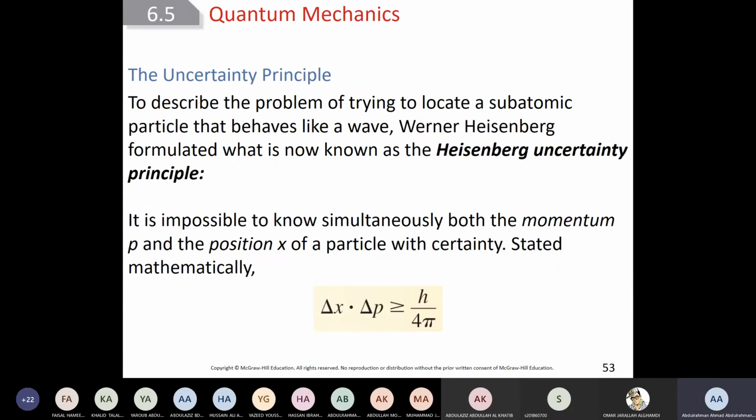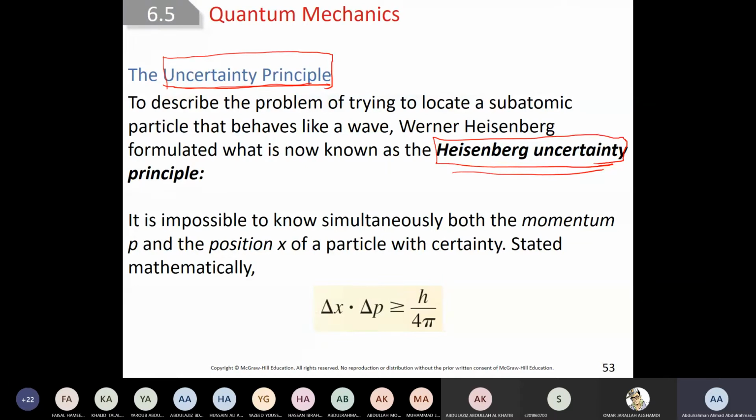A very important theory that I want you to know. Memorize the name of the theory and the name of the scientist. This theory is called the uncertainty principle. Heisenberg uncertainty principle. I want you to memorize this name and the name of the scientist, which is Heisenberg. What does it say?